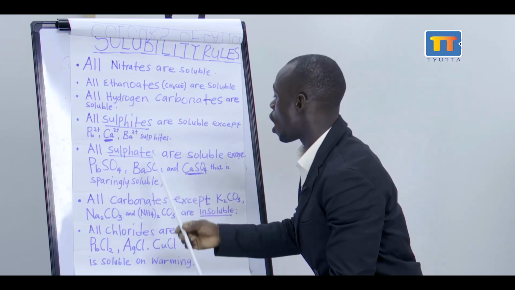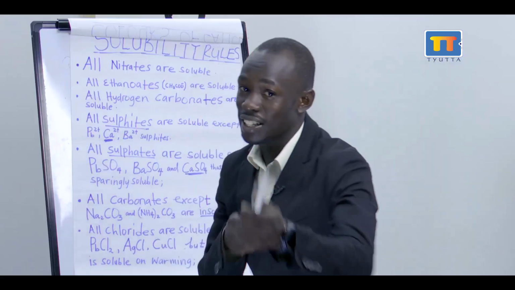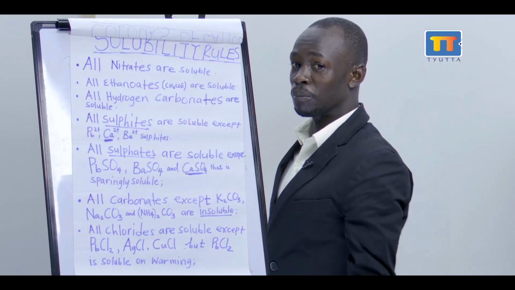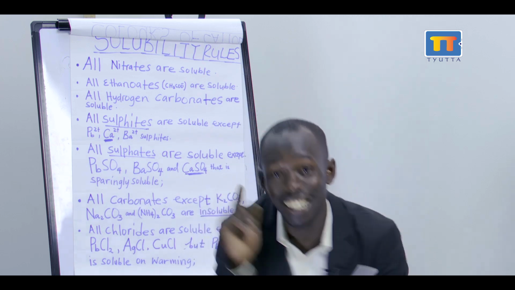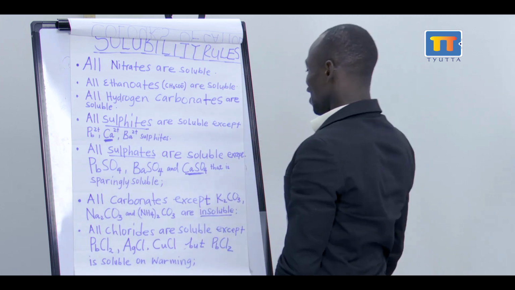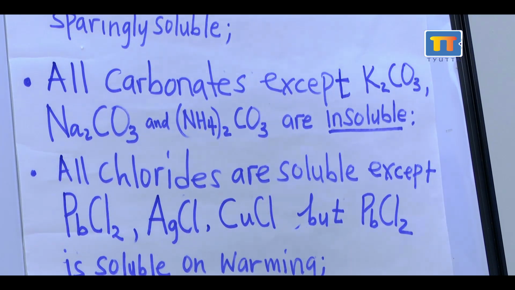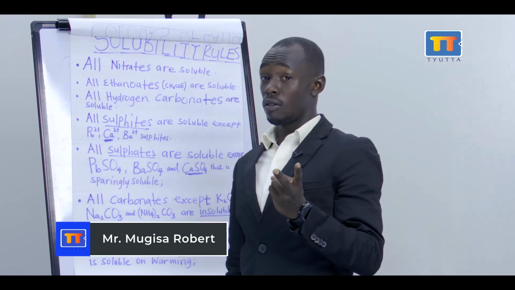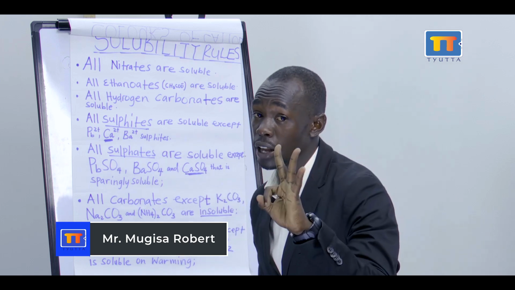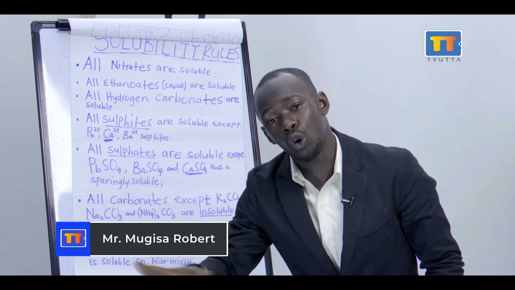Let's go to what we call the carbonates. The carbonates, which in most cases are in powder form in our laboratory. We shall get there as we reach heating. Now let's move. All carbonates except potassium carbonate, sodium carbonate. Those are 2 now. Ammonium carbonate, they are now how many? They are 3. Those 3 are soluble in water.